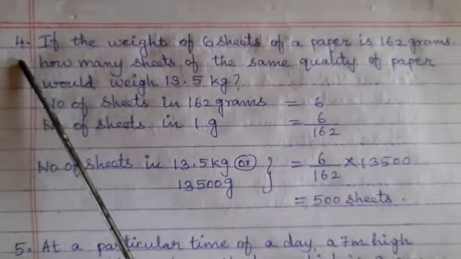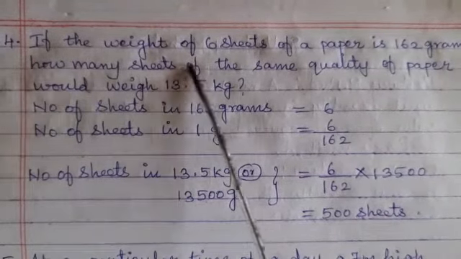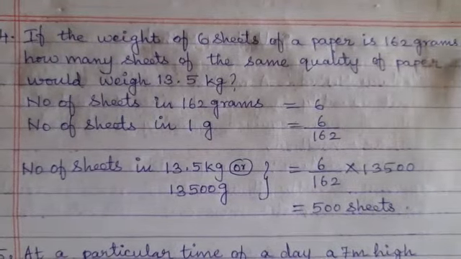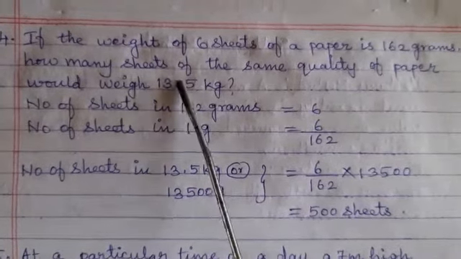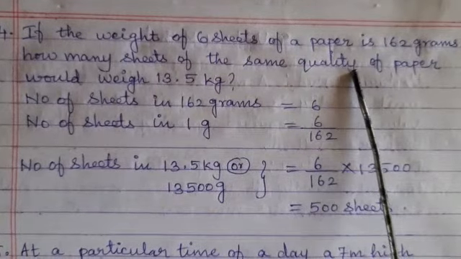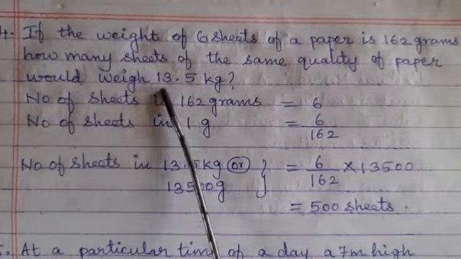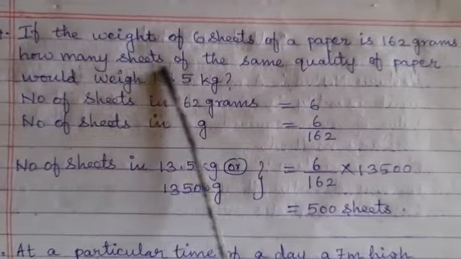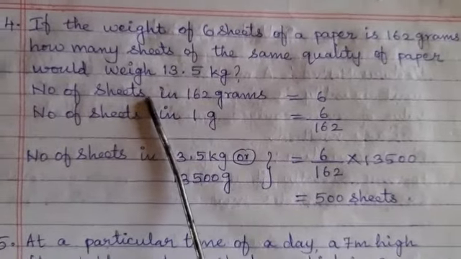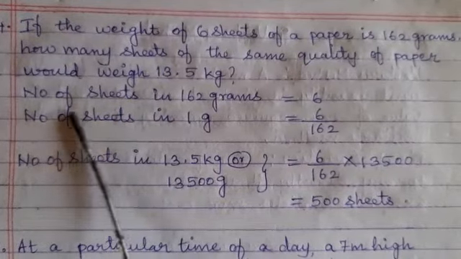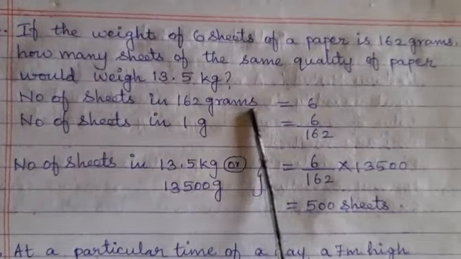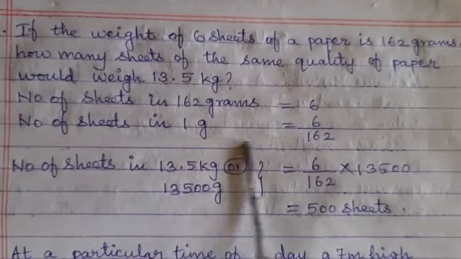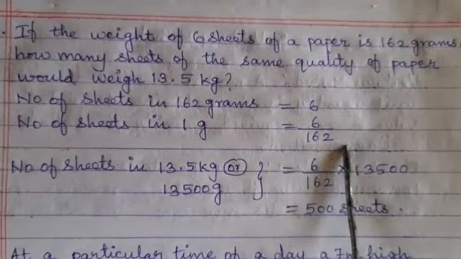Question number 4. If the weight of 6 sheets of a paper is 162 grams, how many sheets of the same quality of paper would weigh 13.5 kg? How many sheets? The question is asked. So you will start the statements from number of sheets. Number of sheets in 162 grams equal to 6. Then number of sheets in 1 gram equal to 6 by 162.